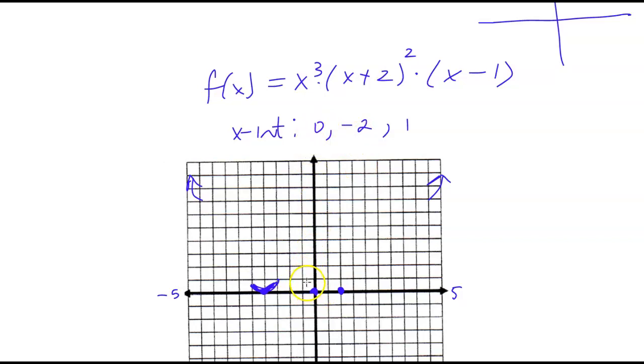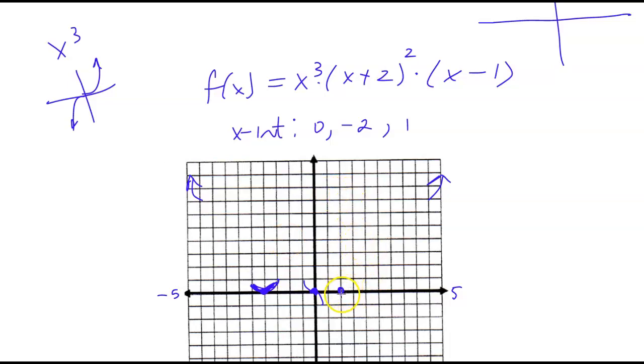To do that, it's going to have to cross through the x-axis here because it's odd multiplicity. So it's going to act something like this, and it's curving through as it crosses because we know that the graph of x cubed does the same thing. x cubed looks like this, so it's going to have that shape as it crosses through.